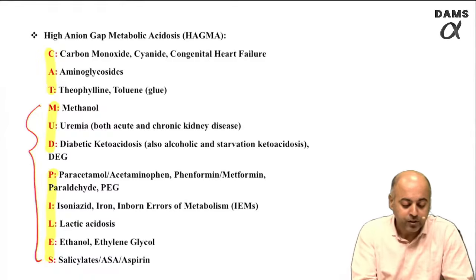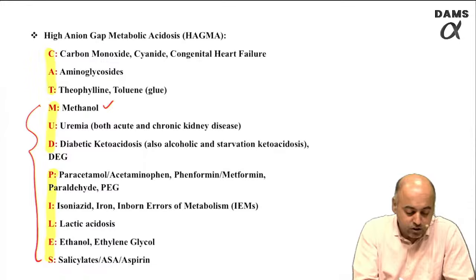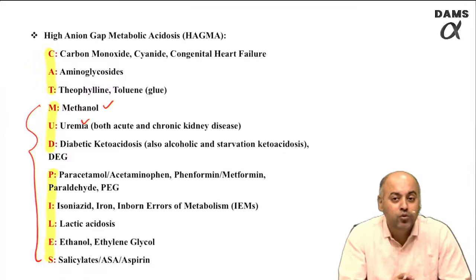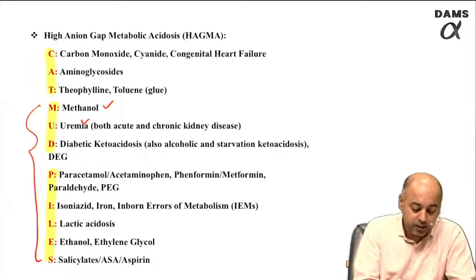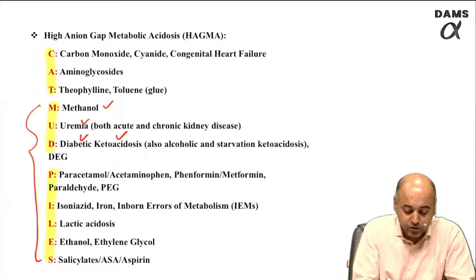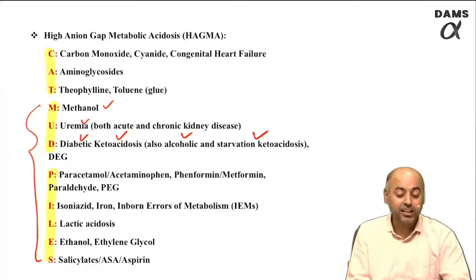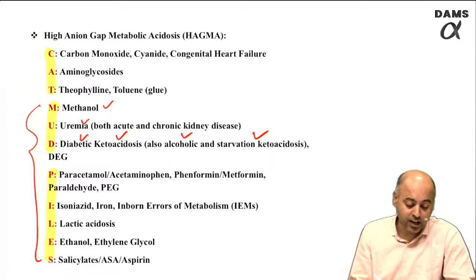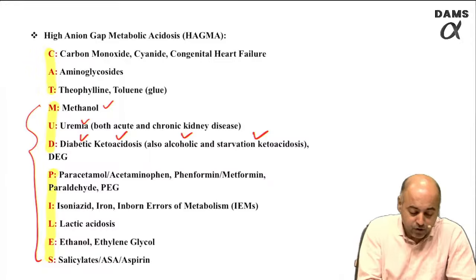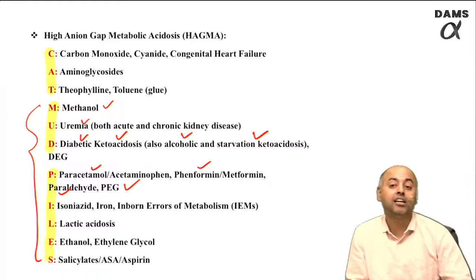Okay, so you can see methanol toxicity, uremia, whether it is due to an acute or chronic kidney condition, and ketoacidosis, whether it is diabetic ketoacidosis, due to alcoholism, or due to starvation. Any ketoacidosis is also causing the high anion gap metabolic acidosis. P for paracetamol, phenformin, paraldehyde, and polyethylene glycol.